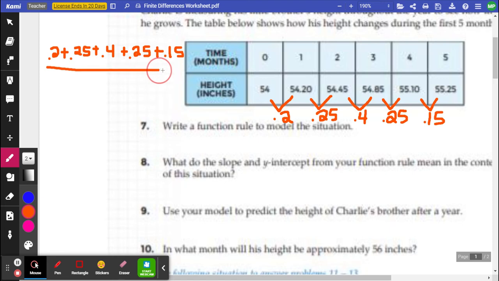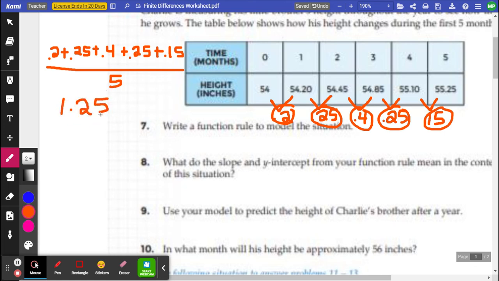And then what do I do to all those after I add them? Divide them by 5, because there's 1, 2, 3, 4, 5. So what does that top number give me? When I add all these up, what does it give me? 1.25. And then divide it by 5, what does that give me? 0.25. So y equals 0.25, and slope always gets what?